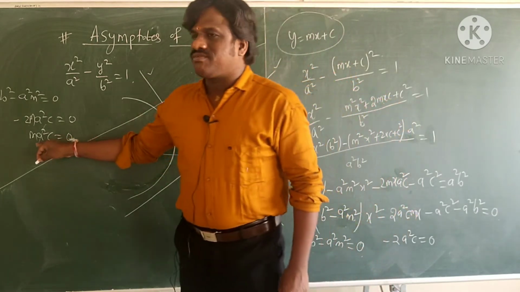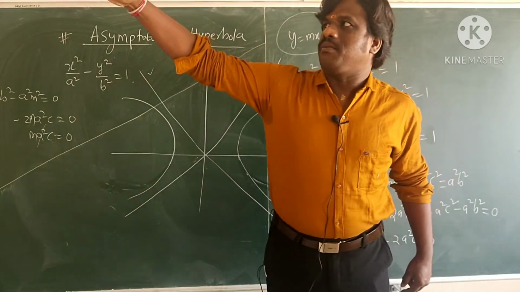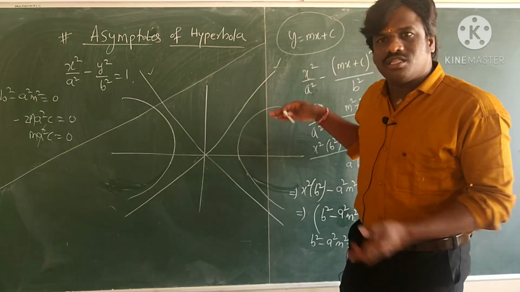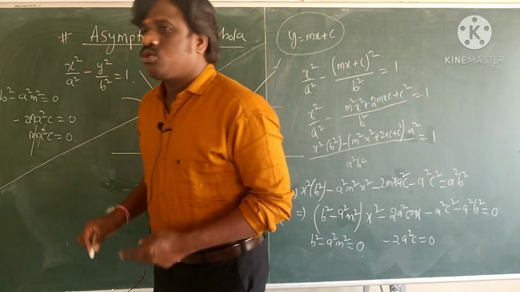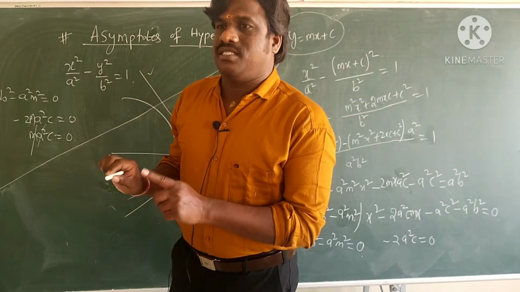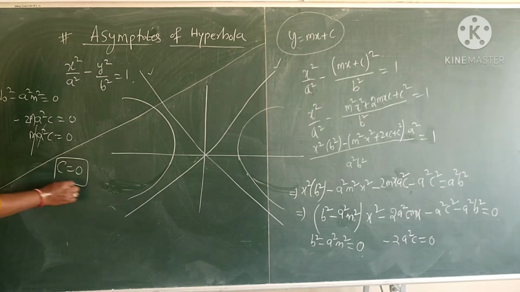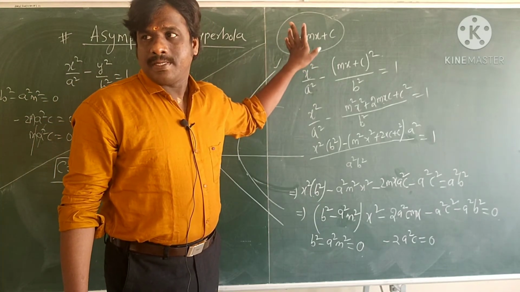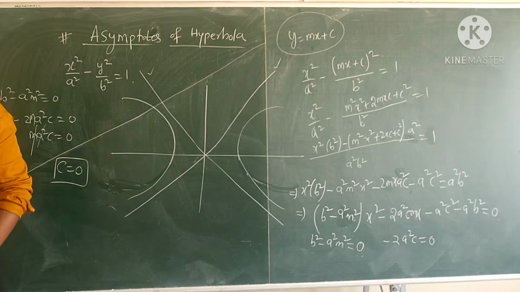So here a square is not 0 and m is the slope. If the slope is 0, the line will be straight. If the line is straight, it will intersect the hyperbola at one point only, not at infinity. So m cannot be 0. So who can be 0 here? c can be 0. It means one point you got is c is equal to 0. Why am I doing all this? Because to find this line. So c is equal to 0. Are you getting it?